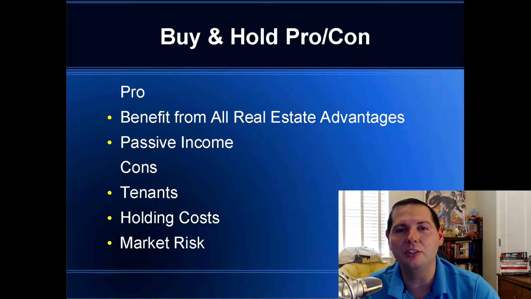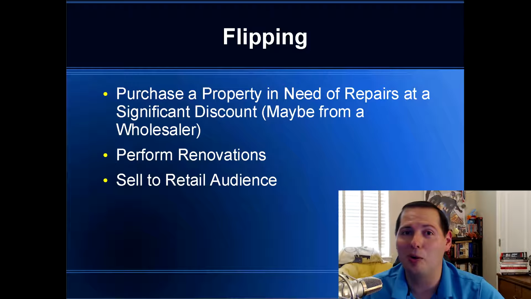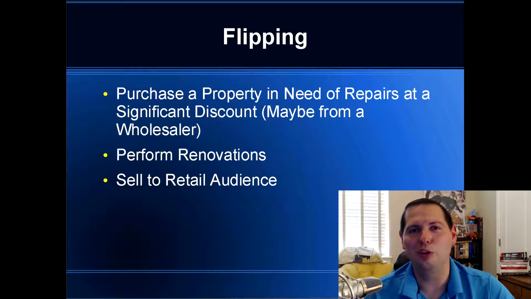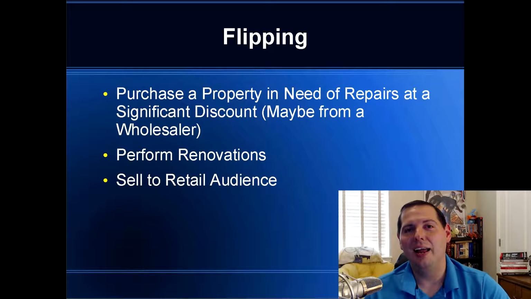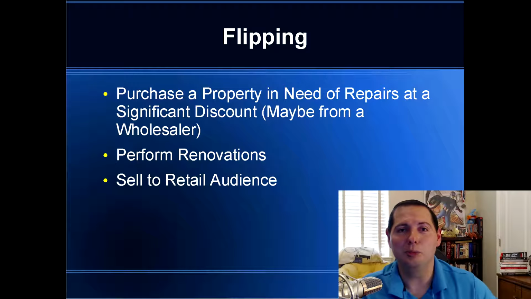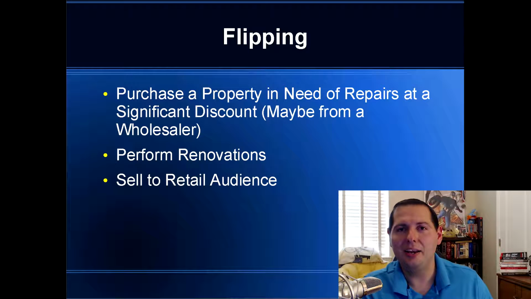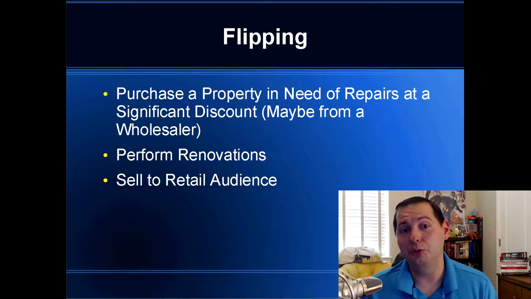So let's move on to flipping. This is one of the real estate strategies that gets a lot of press. There are a lot of shows on HGTV that talk about people that make hundreds of thousands of dollars flipping houses one at a time. The basic idea of flipping is you purchase a property that really needs repairs, and usually there's a motivated seller behind it. You buy it, you fix it up, and you sell it at retail usually.